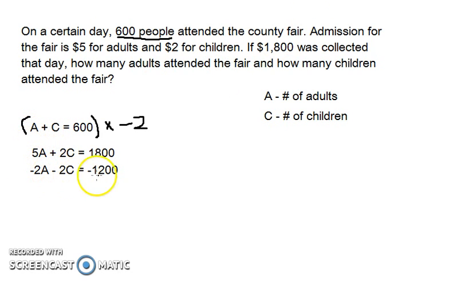Alright, now we use these two equations here, and since these two terms are equal but opposite, if we just add these two equations together, those two will cancel each other out, or they will eliminate each other. That's why it's called elimination. So 5a plus -2a is 3a, and 2c minus 2c is 0. 1,800 minus 1,200 is 600.